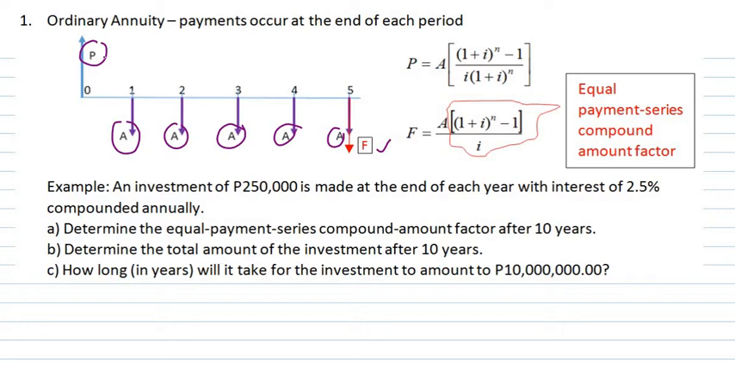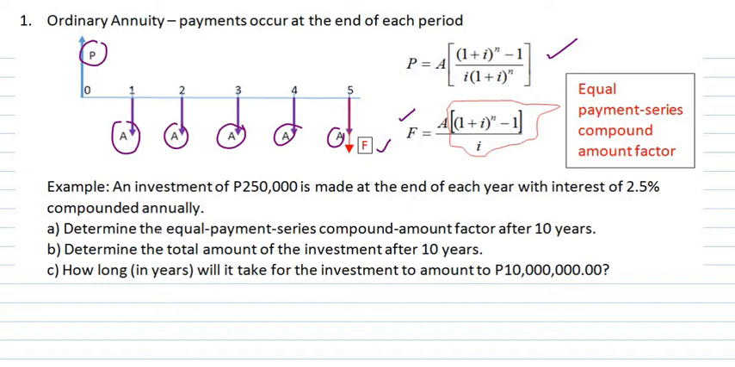Now, to compute the P or the present value, we have here our formula, and to compute the future value, we also have our formula. And if we are going to find the equal payment series compound amount factor, we have this formula. So these are our formulas when we find the present value, the future value, and of course the equal payment series compound amount factor.